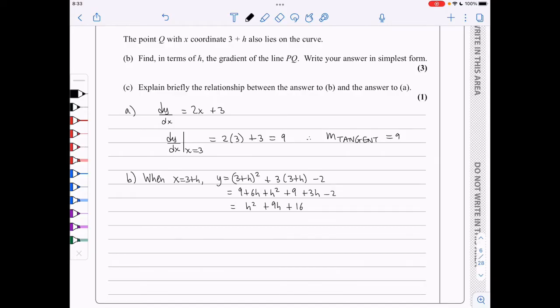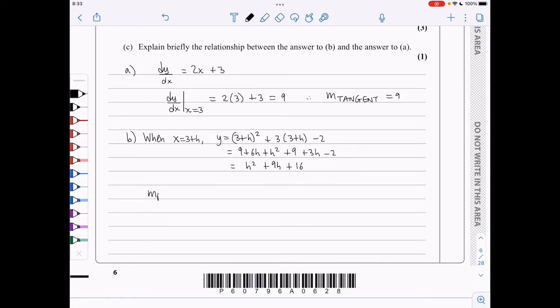And I could therefore say that the gradient of PQ, which is rise over run, is y2, h squared plus 9h plus 16, minus y1, which is 16, over x2, which is 3 plus h, minus x1, which is 3. Now, in the denominator, obviously, I'm left with an h, and in the numerator, the 16 goes away, and I'm left with h squared plus 9h, which simplifies to h plus 9. So this is, in terms of h, the gradient of the line PQ.